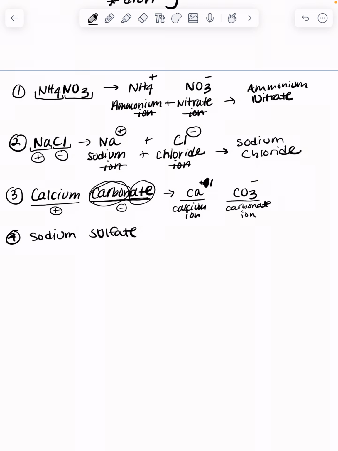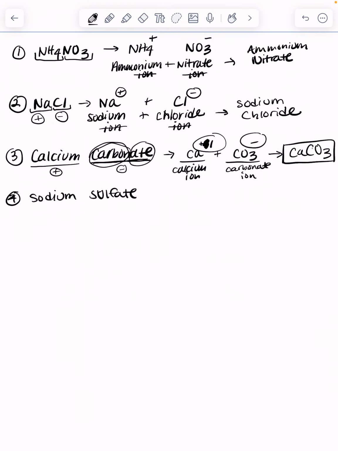Carbonate ion. So now you just have to balance them out. And if we add them together, we see that their charges are already balanced. So it'll be CaCO3. And we do not need to include any charges in the final answer when we write that. Okay, last one. Sodium sulfate.